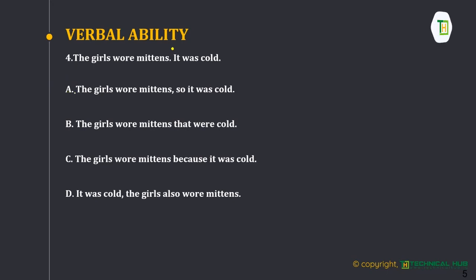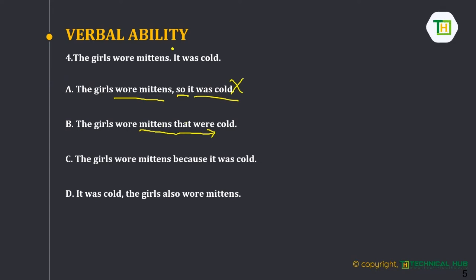Okay, the girls wore mittens, so it was cold. No, they wore them because it is cold. No, naturally it is cold, so we cannot use this. Okay, right? You can reverse it and use: it was cold, so the girls wore the mittens. Mittens means some kind of sweater-like things. Now coming into the next sentence, the girls wore mittens that were cold. So this meaning is mittens were cold. How would mittens be cold? Huh?